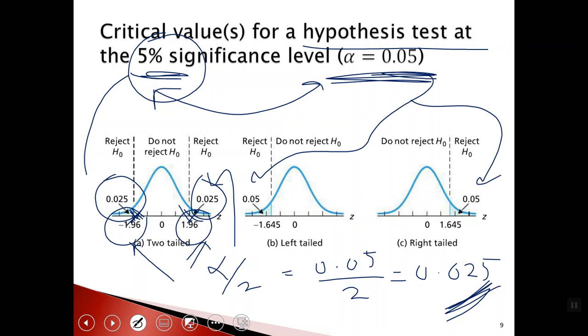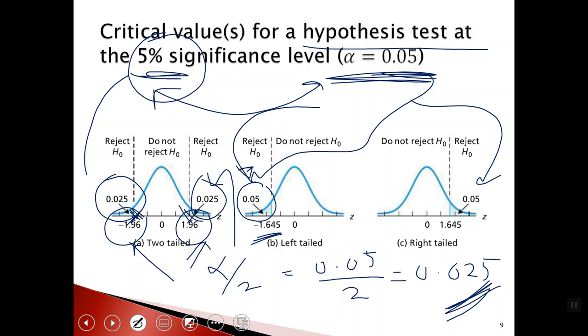Clear? In a left tail or right tail test, you can directly use alpha 0.05 here or here. You can simply consider 0.05. So this is the area or rejection region. Then you can simply calculate the critical value. That critical value is negative 1.645. So what is this one?